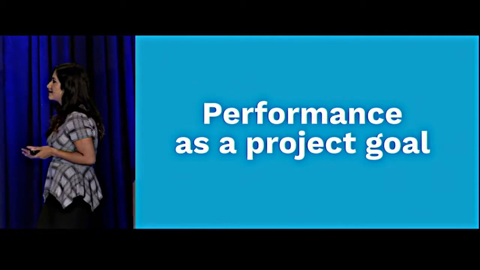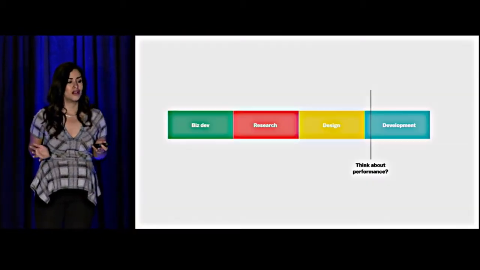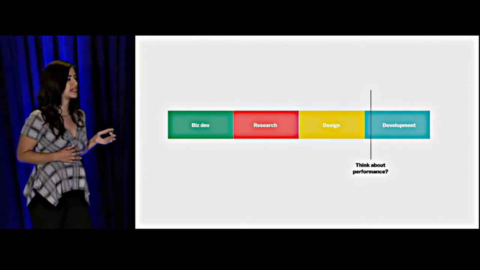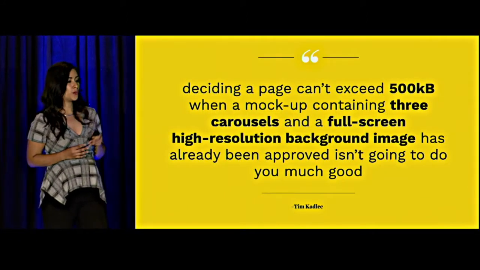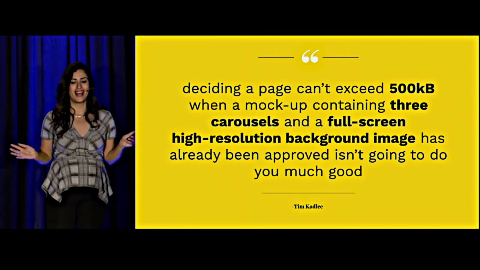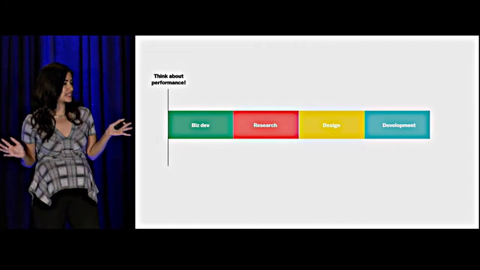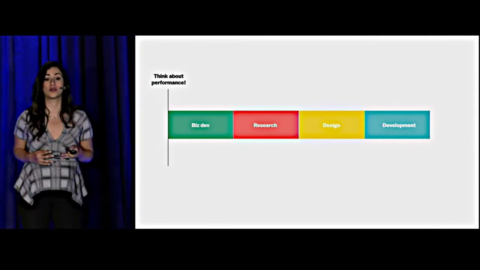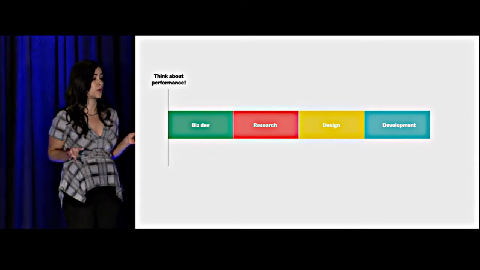So the first step is to establish performance as a project goal. As I was saying, if we consider performance as a set of technical tweaks that we make during implementation, Tim Kadlec said, we can't decide that we want a fast site if we already have comps approved that have 3 carousels and full screen background images. So we really need to consider that performance is a goal of the project from the very beginning and include that in our statements of work, in our design briefs, and explicitly call out that performance is going to be a goal.